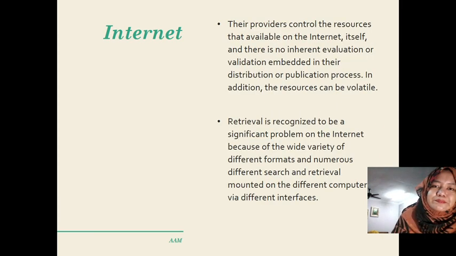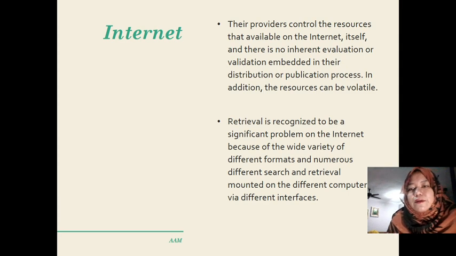So their providers control the resources that are available on the internet itself, and there is no inherent peer evaluation or validation embedded in their distribution or publication process. In addition, the resources can be volatile. Volatile means it can disappear, so the information can just vanish by itself like that.